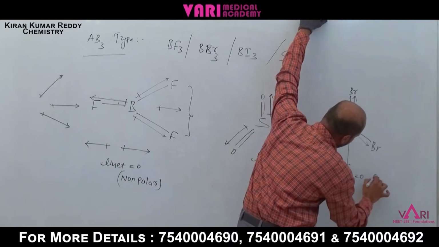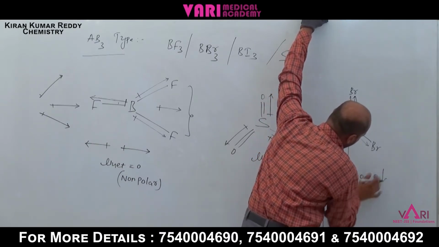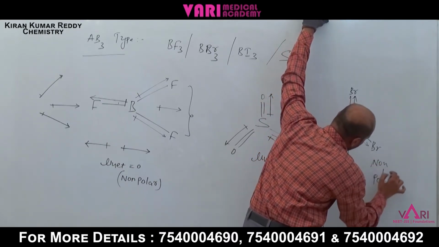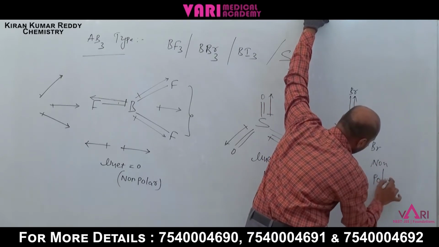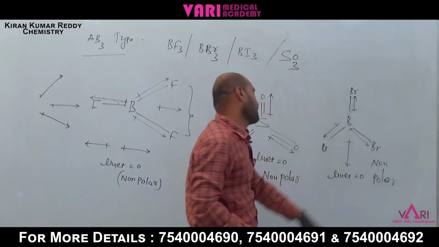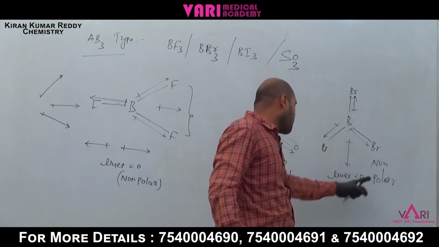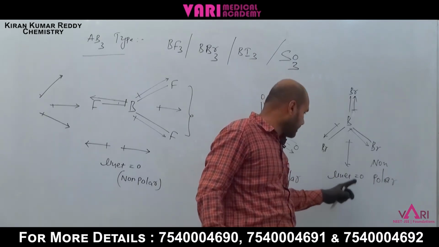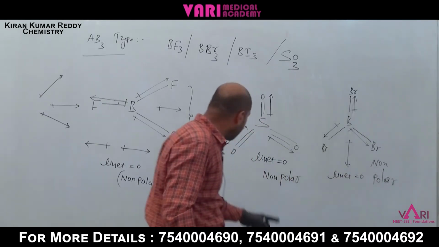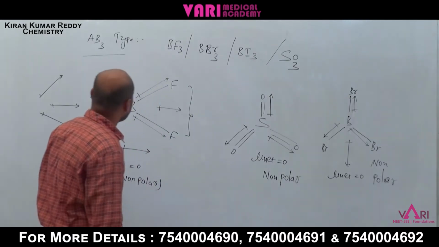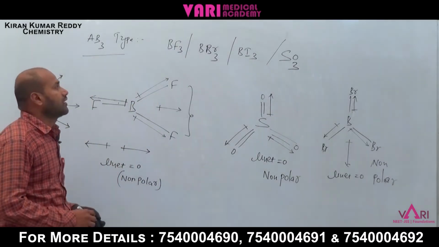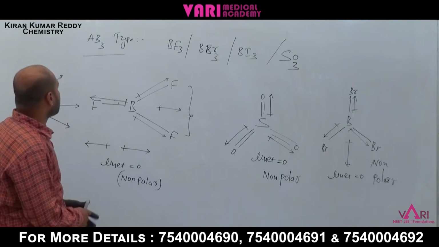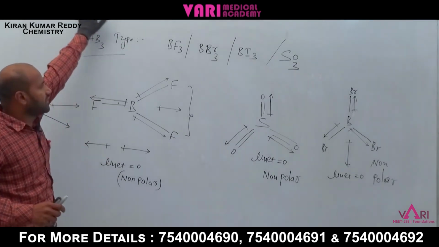This molecule will be non-polar, right? Non-polar molecule. Not polar. Mu net resultant, that is 0, that is non-polar. Here also non-polar, and this molecule also non-polar. If you take AB3 type, understand AB3 type.